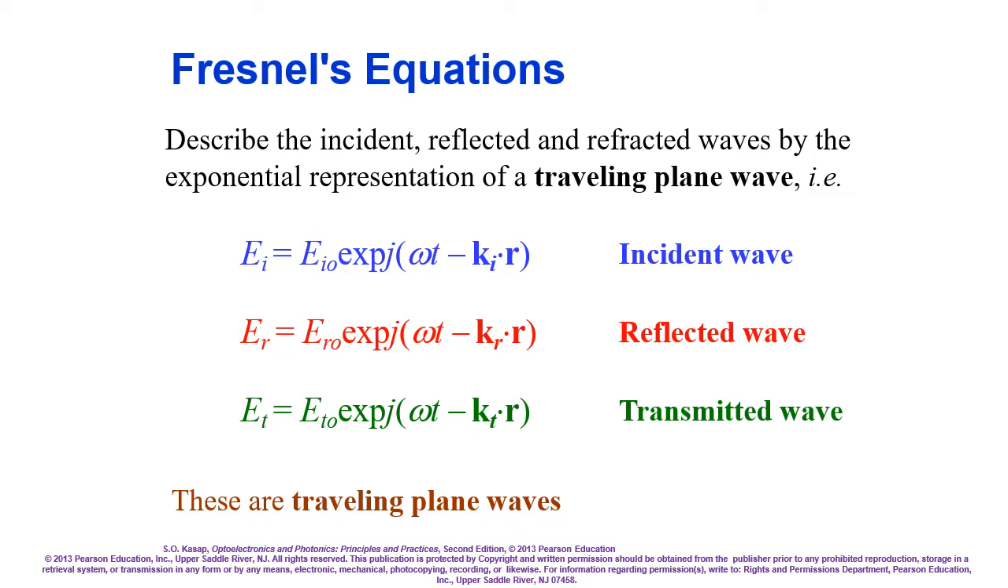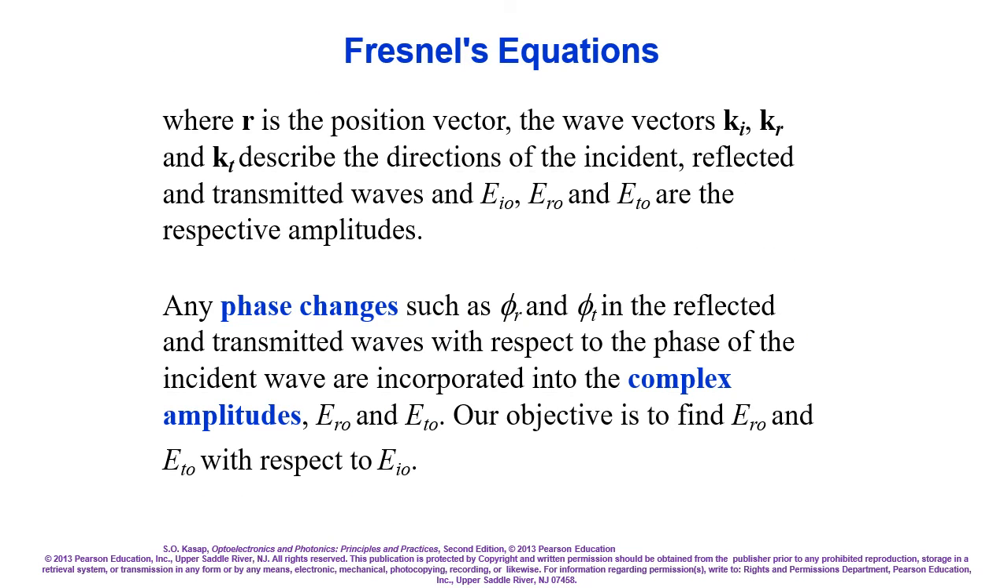The incident, reflected and refracted waves, in the exponential representation of a traveling wave, are shown here, where Ei represents the incident wave, Er represents the reflected wave, and Et represents the transmitted wave. All these waves are traveling waves. Here, r is the position vector, and the wave vectors Ki, Kr, and Kt describe the directions of the incident, reflected, and transmitted waves. Ei0, Er0, Et0 are the respective amplitudes.